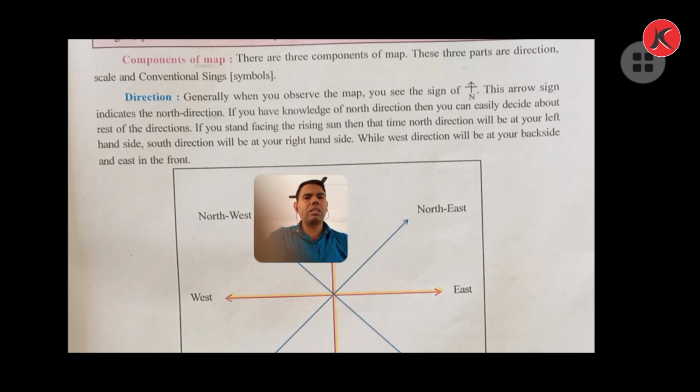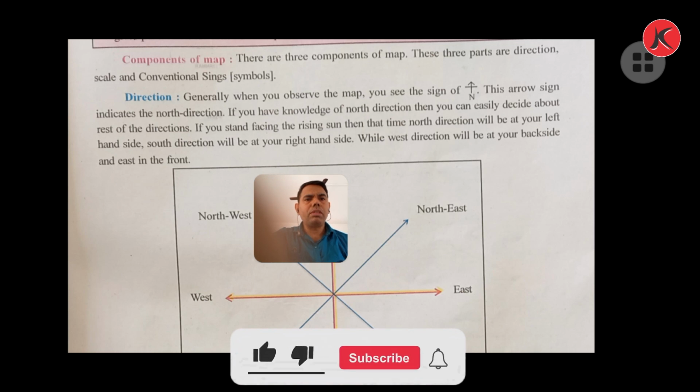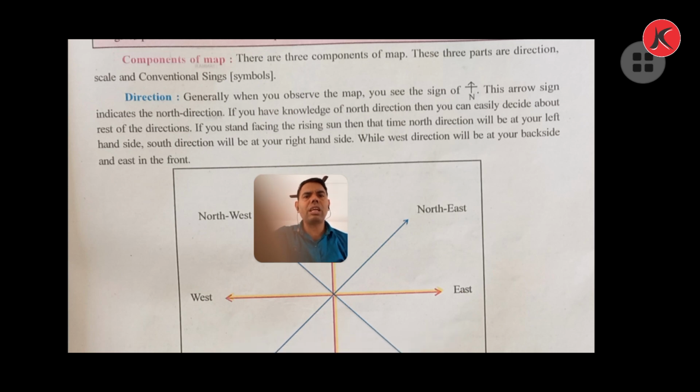The topic name is components of the map. There are three components of a map. These three parts are direction, scale and the conventional signs, that is symbols. First one is directions.